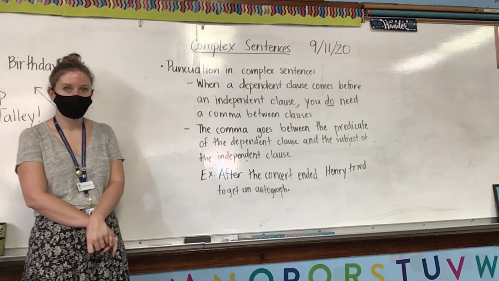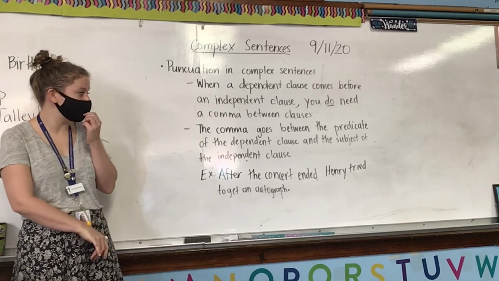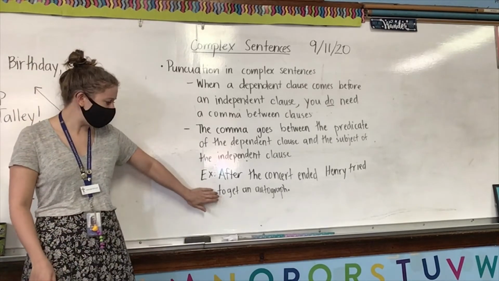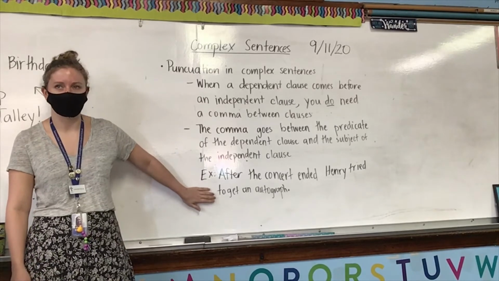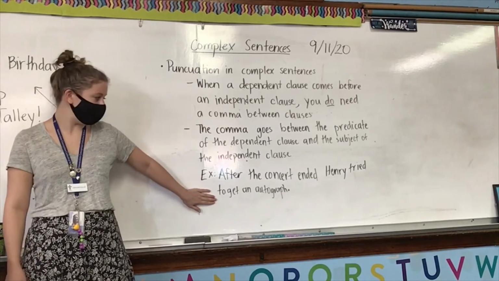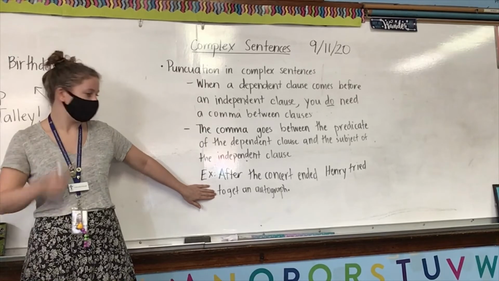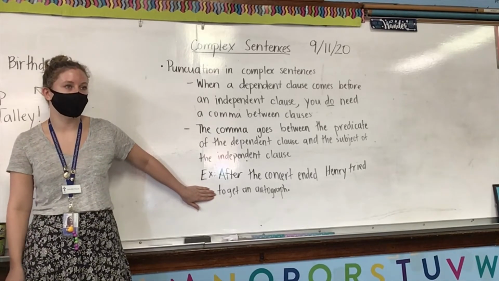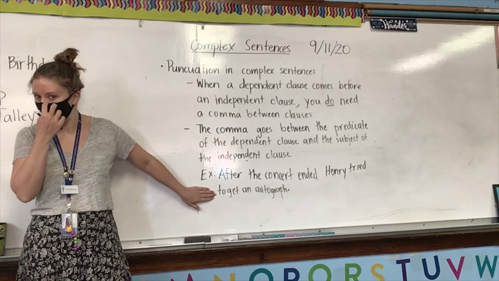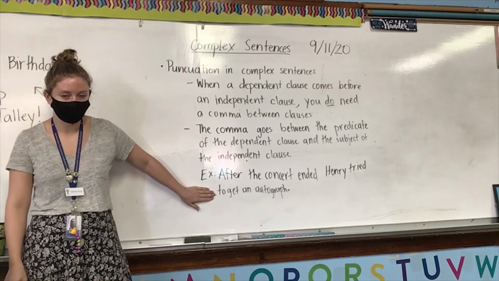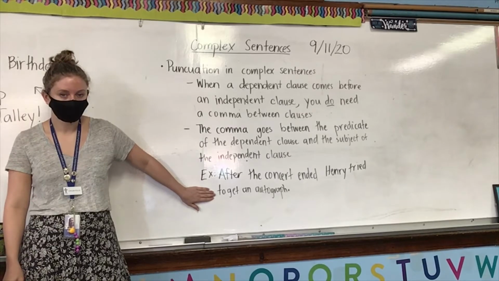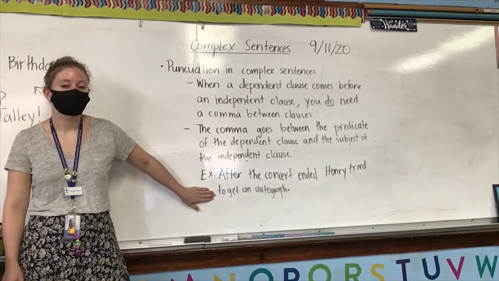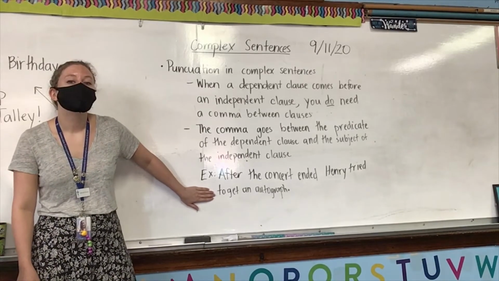Okay. So we know the comma goes between the predicate of the dependent clause and the subject of the independent clause. How do we know that in this sentence the dependent clause came first? How do we automatically know the dependent clause came first and we need a comma somewhere? Smith? Because the word after is the first one in the dependent clause.